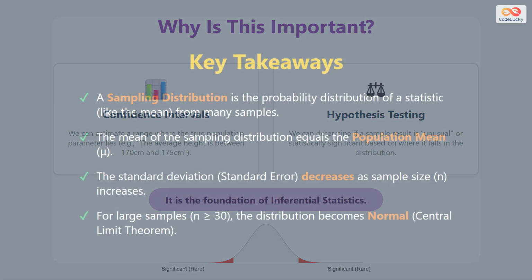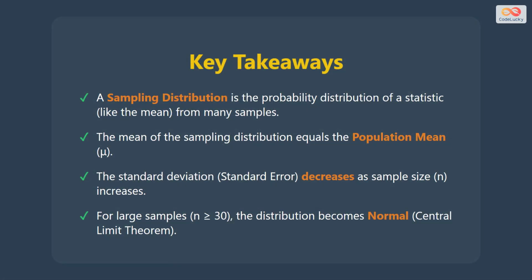To summarize, remember these key points. A sampling distribution is the distribution of a statistic across many samples. Its center is the population mean. Its spread, or standard error, shrinks as sample size increases. And finally, thanks to the Central Limit Theorem, for large samples, this distribution is normal. Understanding this behavior unlocks the power of inferential statistics.